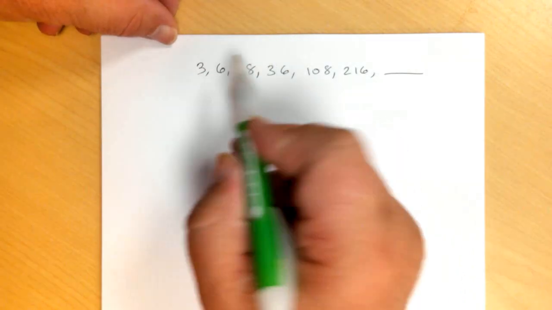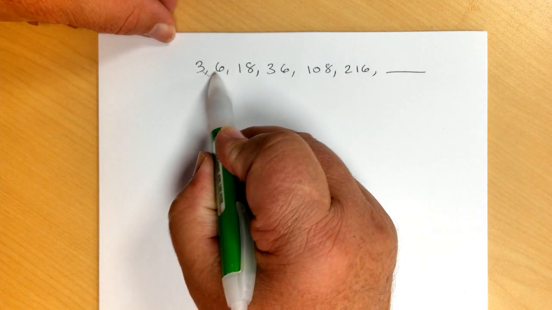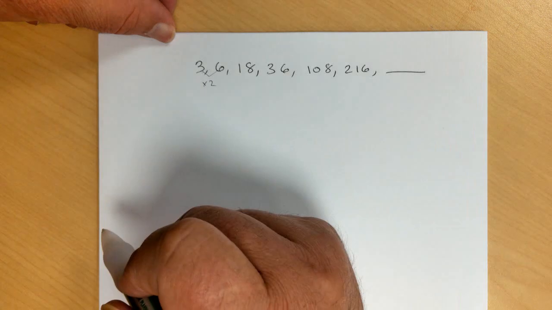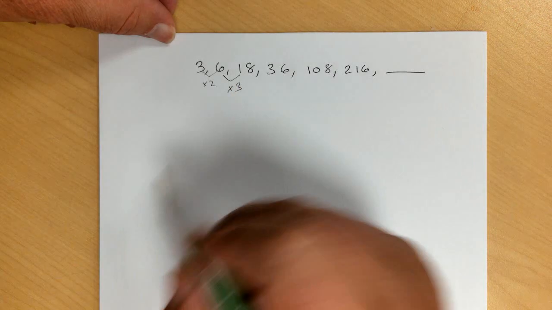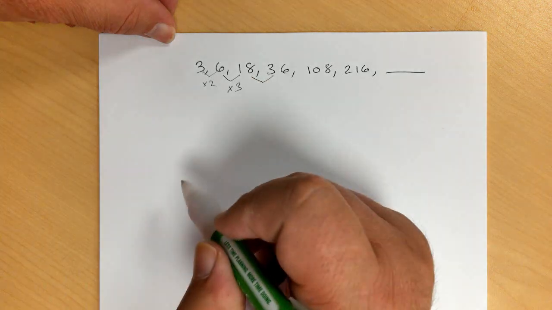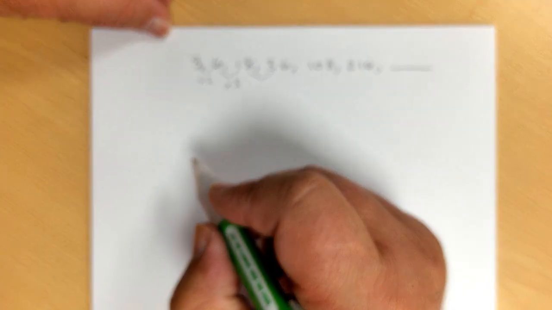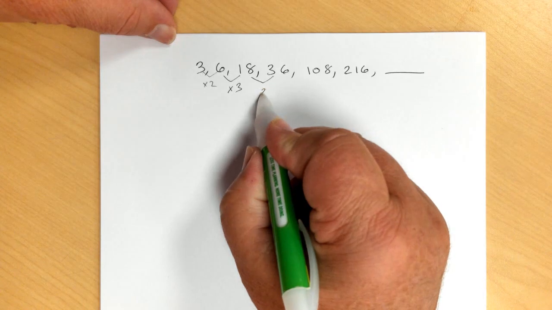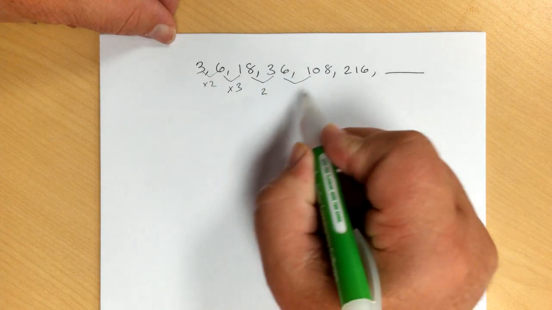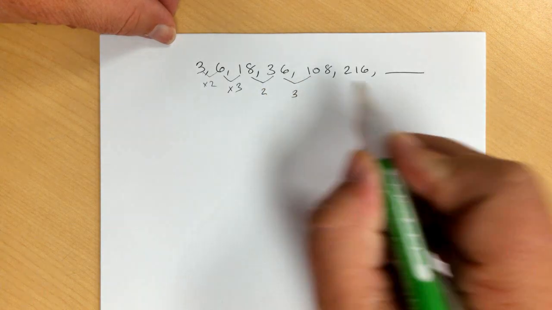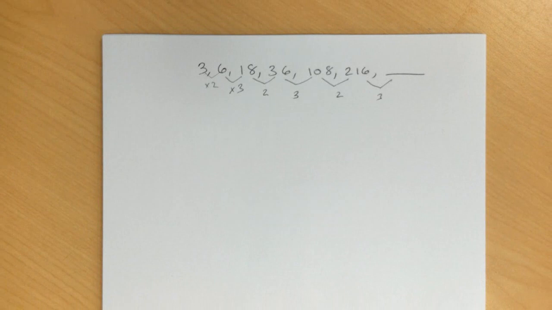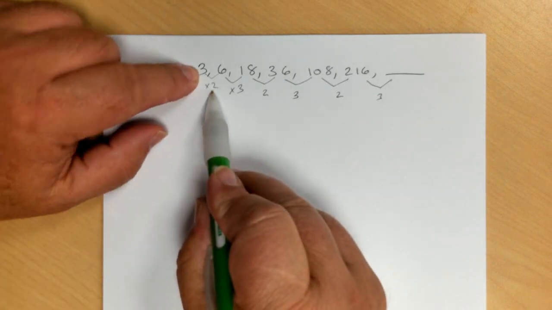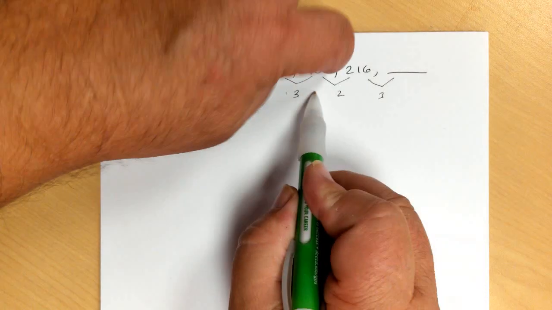Okay, so looking at that, what you said is, to get to there, I multiply by 2, right? Then to get from here to here, I multiply by 3. Now, how about from here to here? Right. So there's a repeated pattern. The first one is multiplied by 2, then 3, then 2, then 3, then 2, then 3.